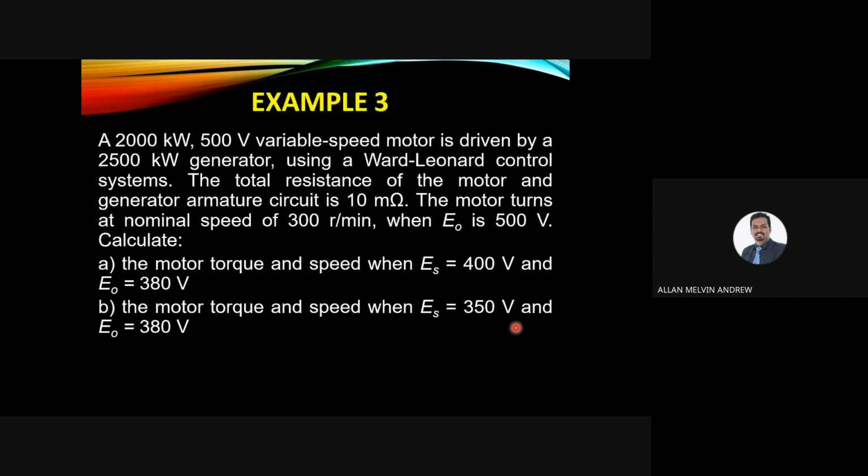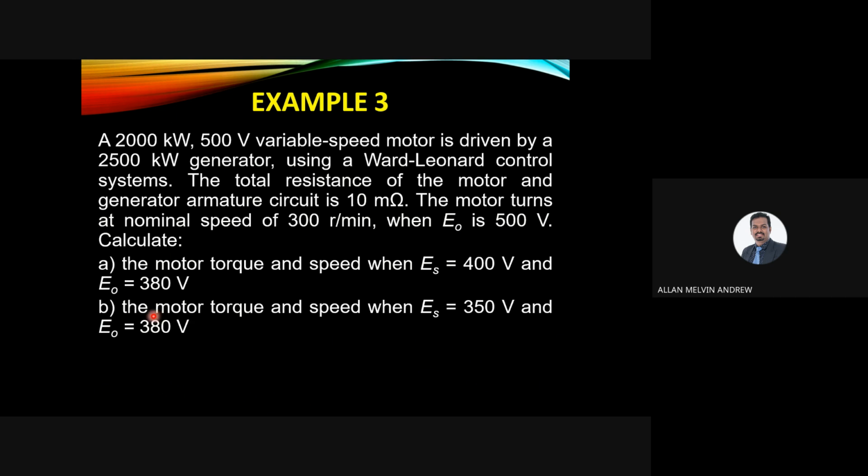Okay, so we use this in our daily life, and in this question they are using this Ward Leonard control system. The total resistance of the motor and generator armature circuit is 10 milliohm. The motor turns at a nominal speed of 300 revolutions per minute when E0 is 500 volts. So calculate the motor torque and speed when ES equals 400 volts and E0 equals 380 volts, and they give another situation.